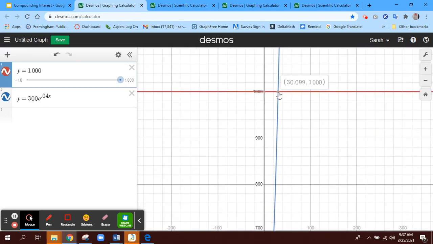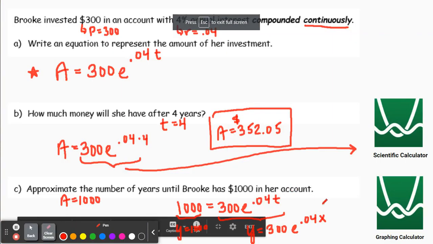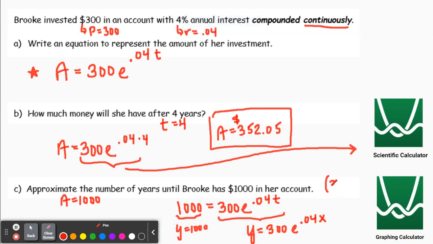There it is. So we see an intersection point of about 30.1 if we were to round. So that's what I'm going to write down, 30.1, comma 1,000. So we expected the 1,000. That's what we were trying to get to. It's the 30.1 that's our answer. In 30.1 years, Brooke will have $1,000 in her account. So she's going to have to wait a little while to get to $1,000.